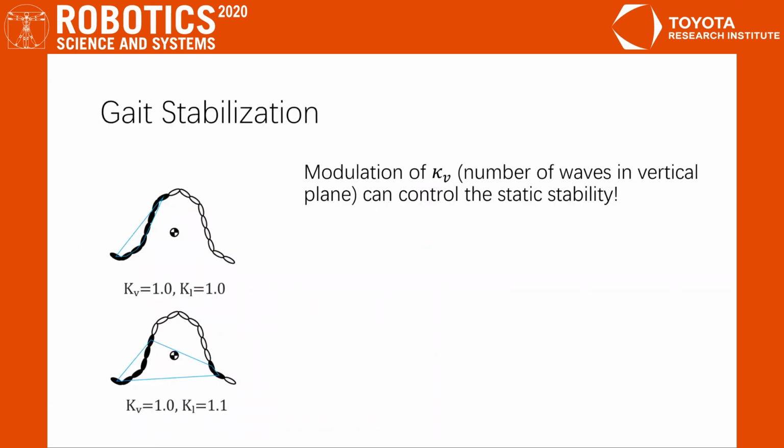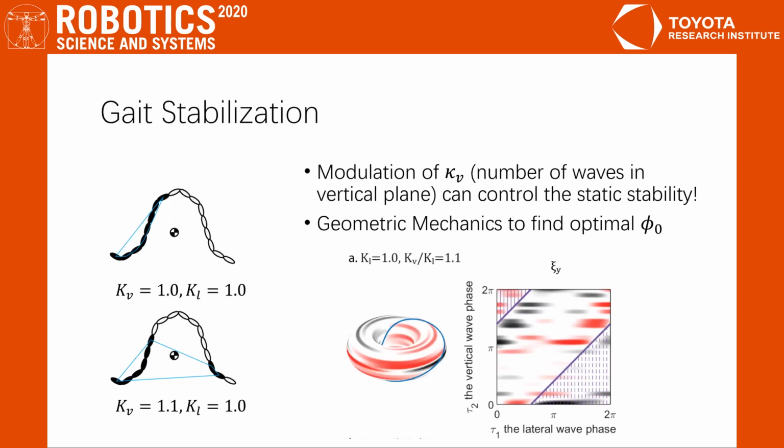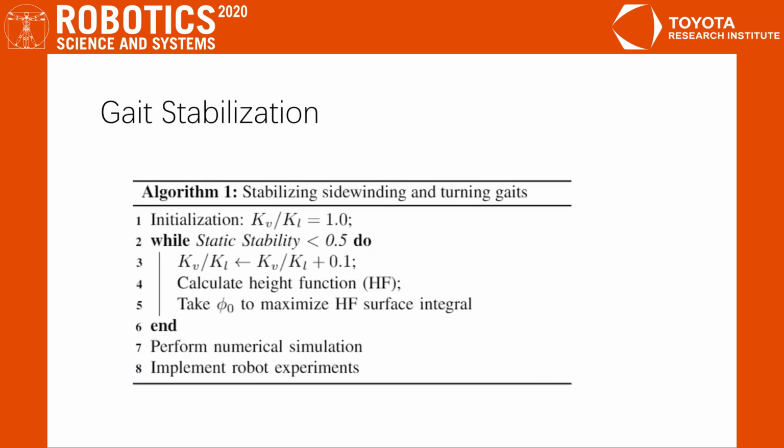We then propose to stabilize the statically unstable gait by modulating the vertical waves. We observe that increasing the wave number in the vertical plane can change the contact pattern distribution and therefore stabilize the gait. We use geometric mechanics to find phi naught to coordinate the lateral wave and the vertical wave to produce a motion in our desired direction. We summarize our gait stabilization procedures by the algorithms shown here.